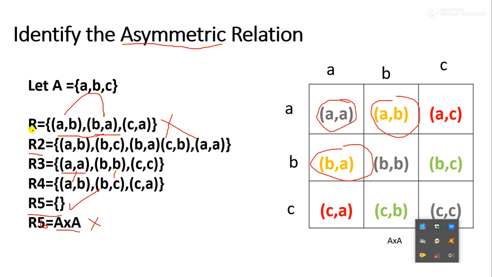So among these relations, only R4 satisfies the condition of an asymmetric relation, because it does not contain any symmetric pairs as well as diagonal elements. A relation is said to be an asymmetric relation if it does not contain the diagonal elements and both symmetric pairs. So only one of the symmetric pairs is allowed in an asymmetric relation. So this is all for asymmetric relation.